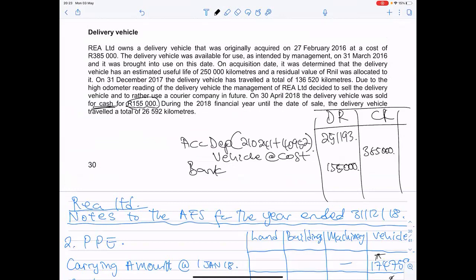Are we together? So if the disposal is greater than the carrying amount, it's a profit. So it was 385,000 minus 251,193. You get a carrying amount of 133,807. It was disposed at 155, so you subtract. So there was a profit of 21,193 on the credit side. So this is going to be profit on sale of delivery vehicle.